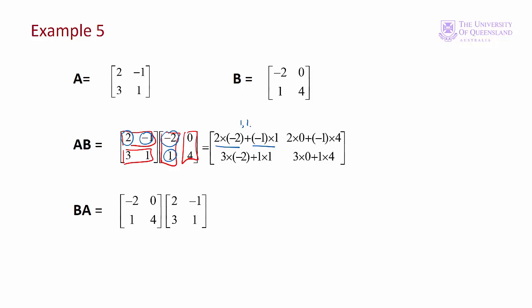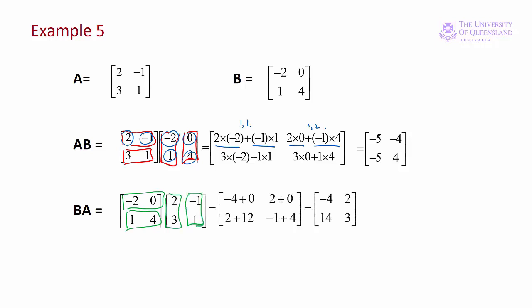First row, second column, 1,2. We'll have, again, 2 times 0 plus minus 1 times 4. Do those calculations, and we have our result. Similarly for B times A, rows in the first times columns in the second, and there we have the solution for B times A.